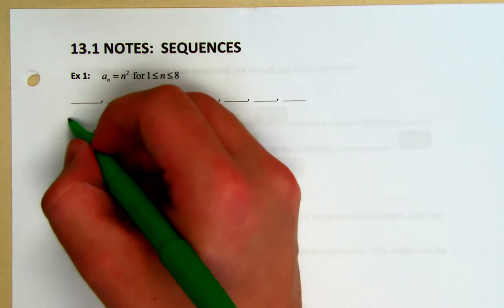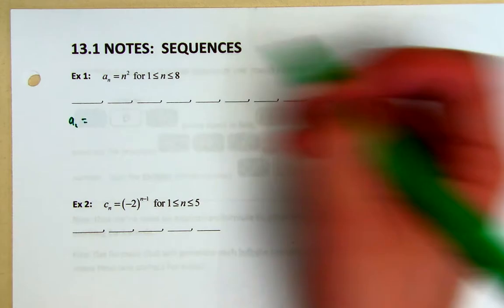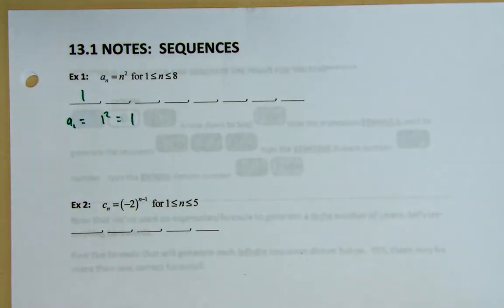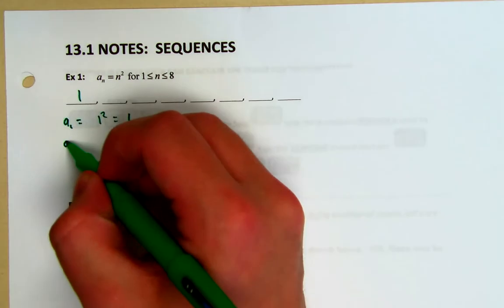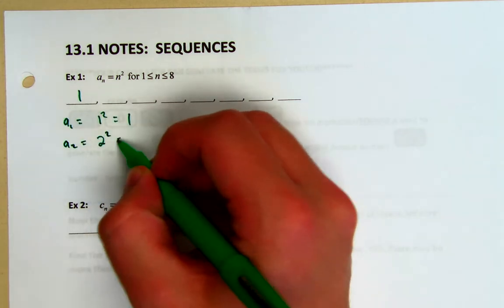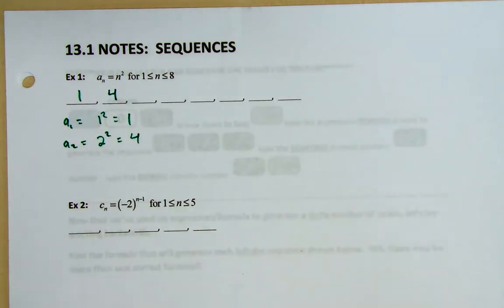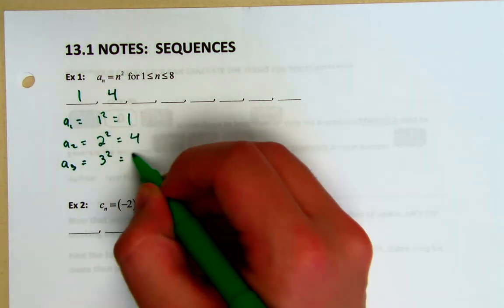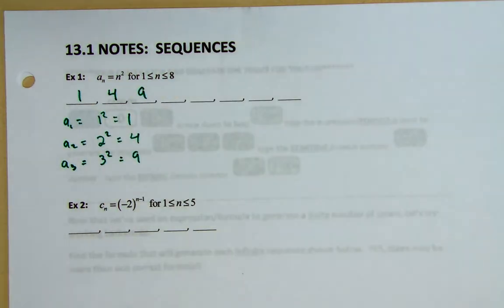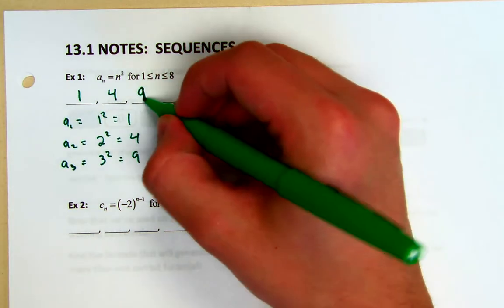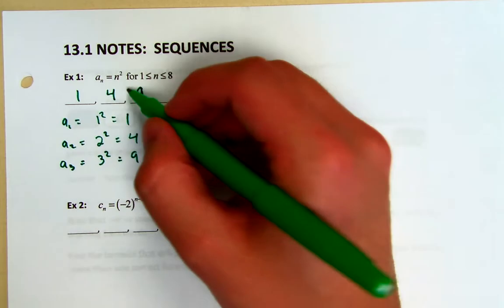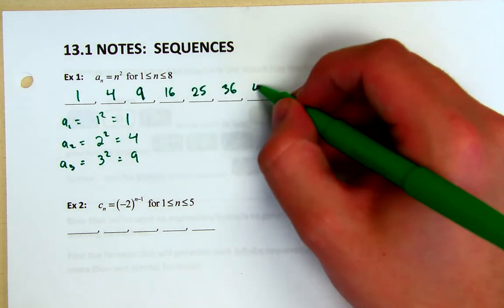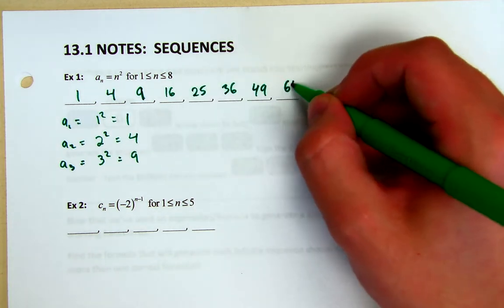So that means I need to find a of 1, so 1 squared, which is 1. That's the first number in my sequence. Then I do a of 2. Well, that's 2 squared, so that's 4. 4 is the second number in my sequence. A of 3, you get 3 squared. Again, we get 9. Well, at this point, you could probably figure out where the sequence is going. You've got the perfect squares. So 1, 4, 9, 16, 25, 36, 49, and 64.